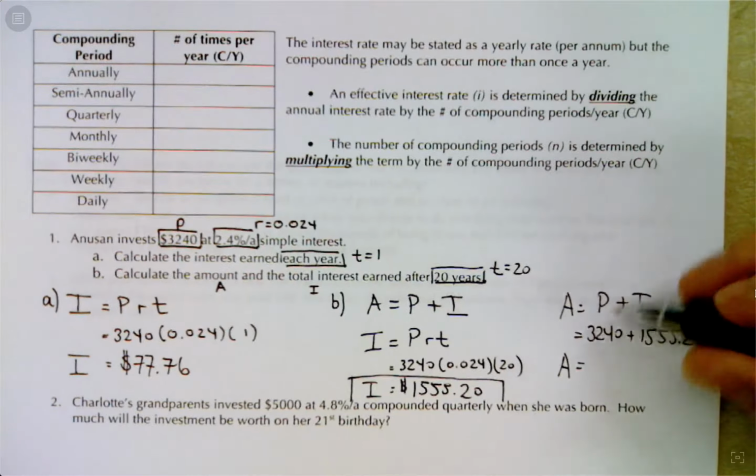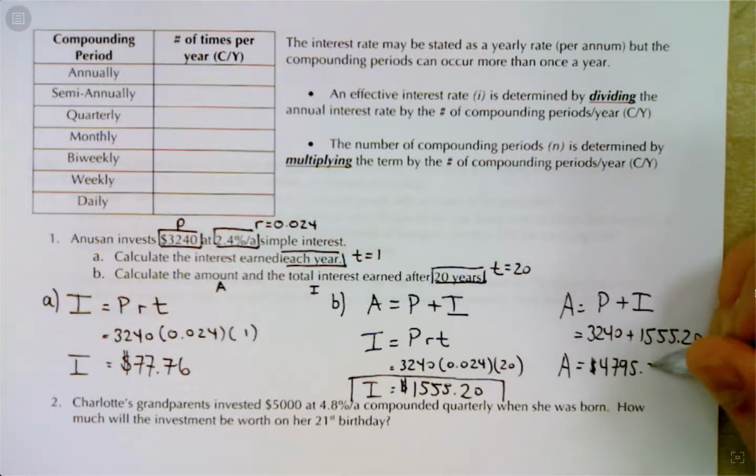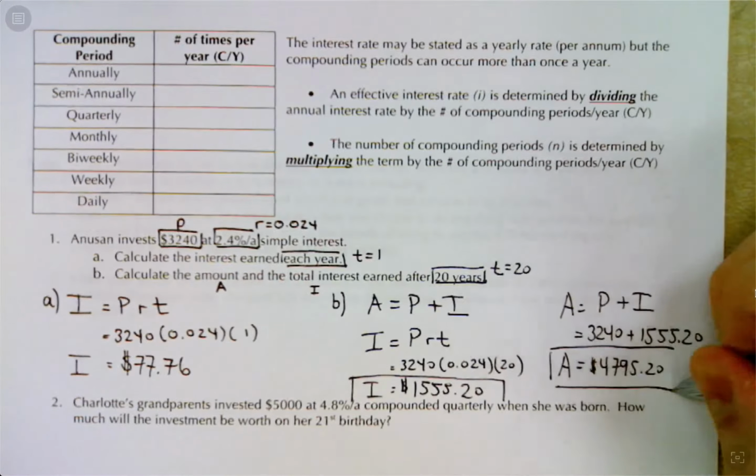If we add that up, we get our final amount, and do this in my head, 4795.20. There's your final amount.